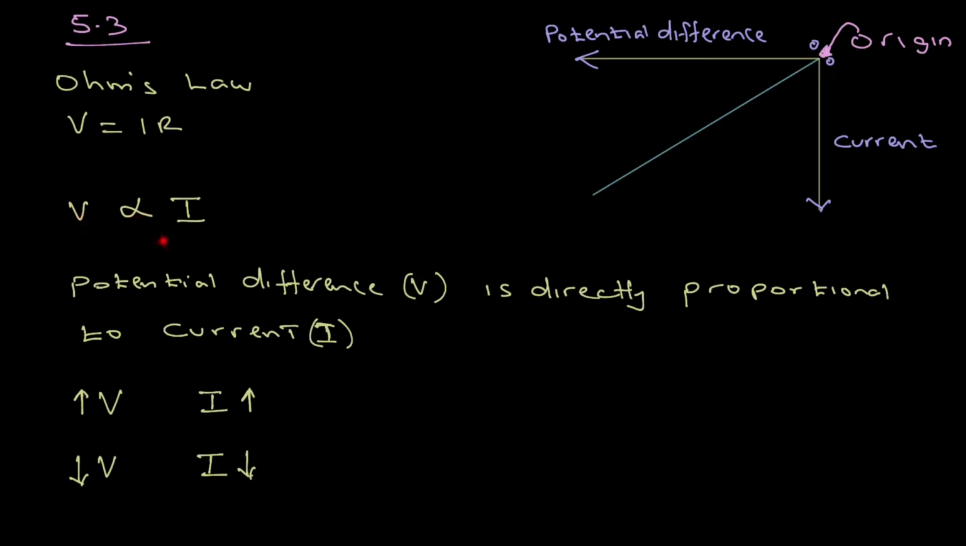V is the potential difference here and I is the current. From the relationship, V is directly proportional to I. Potential difference V is directly proportional to current I. When V goes up, the current goes up. When V goes down, the current goes down.